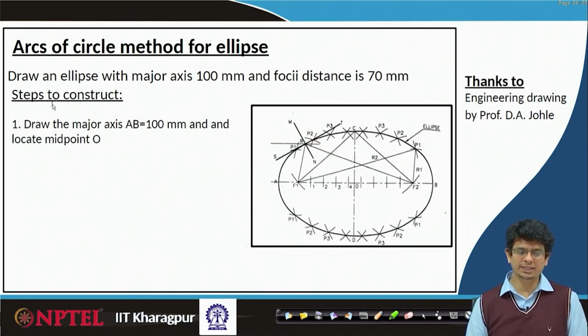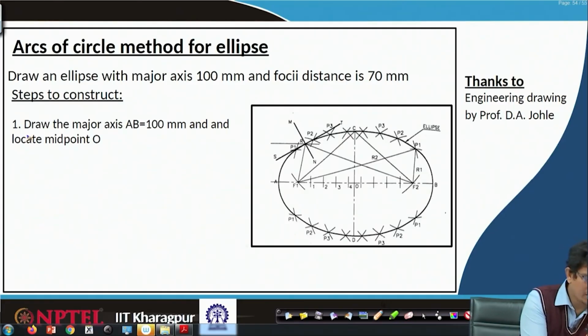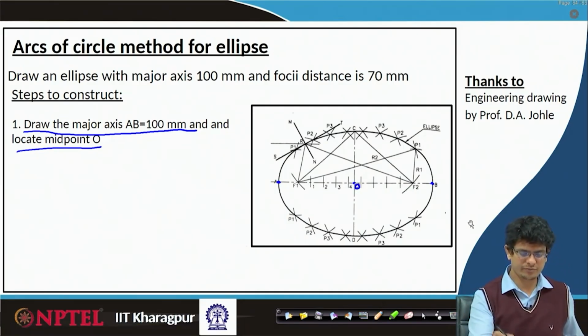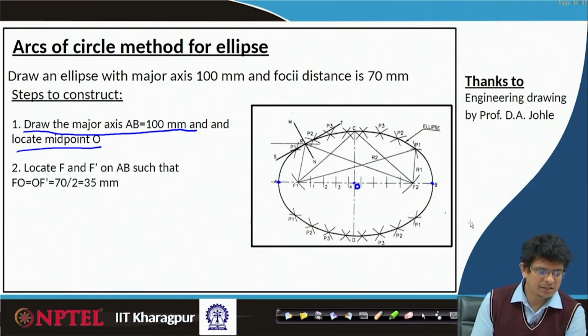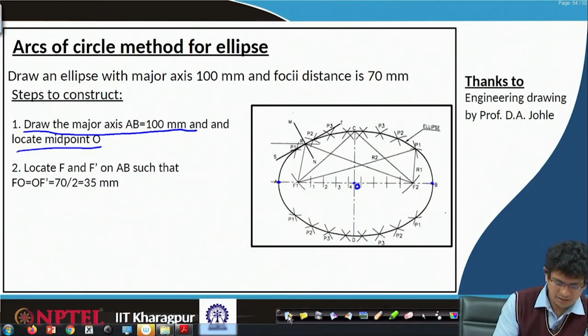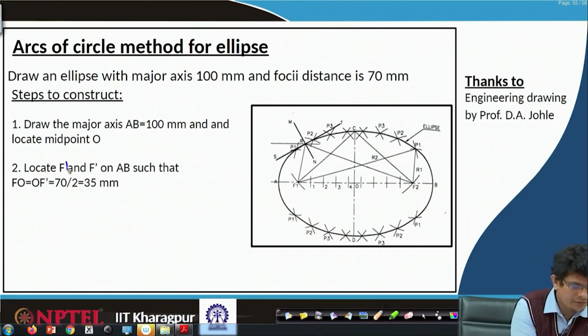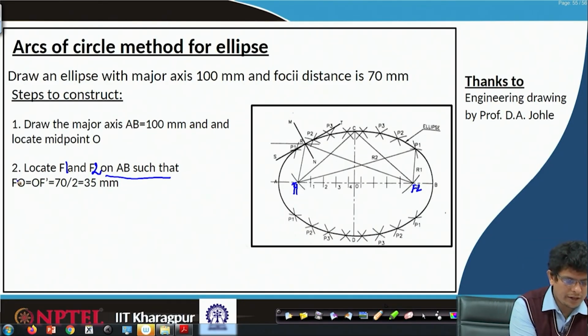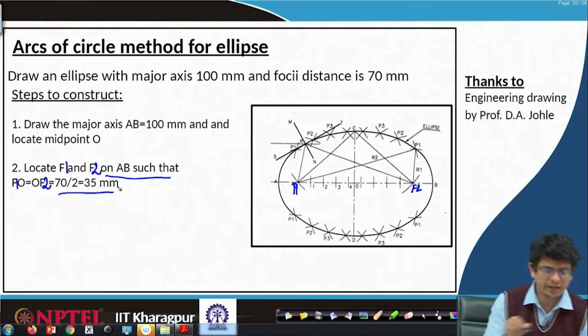First of all, we have to draw major axis AB 100 mm and locate the midpoint O. So, point A, point B, this is 100 mm, and at 50 mm we are going to locate O. Once it is done, locate foci F1 and F2 on AB such that F1O and OF2 are 35 mm each.